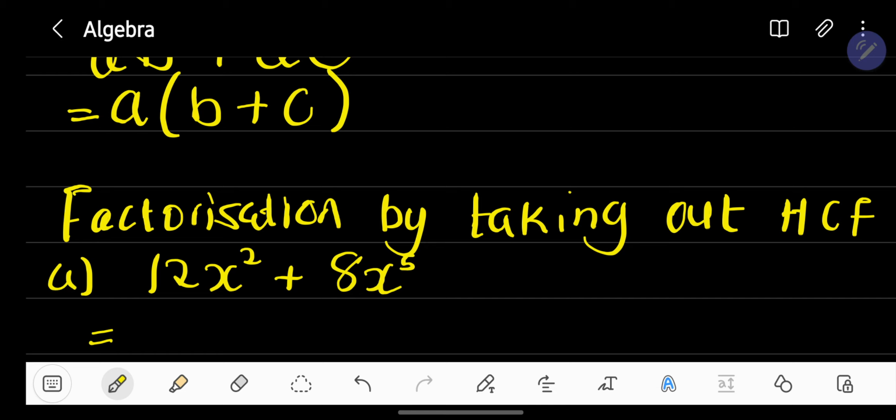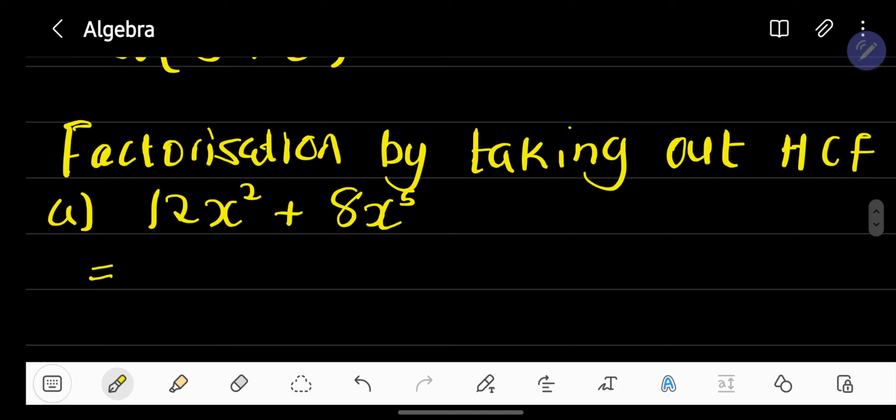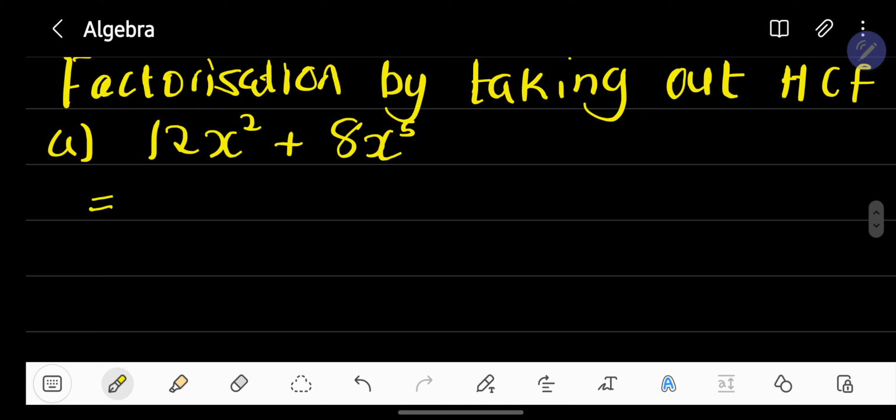Are we together, guys? You know how to get the highest common factor. So my highest common factor for these two is simply going to be what? Let me take my time and take you back to grade 7 or grade 6. We can list the factors of 12 and the factors of 8, and take it from there.